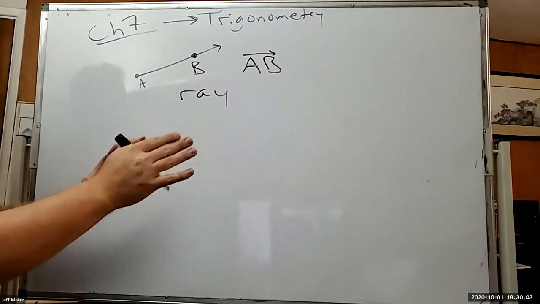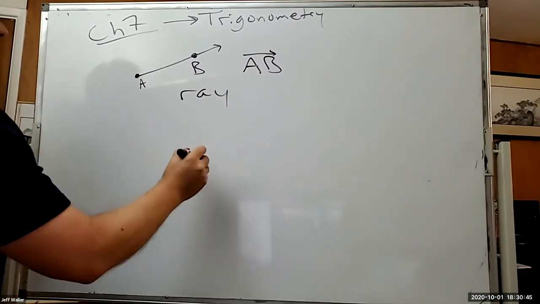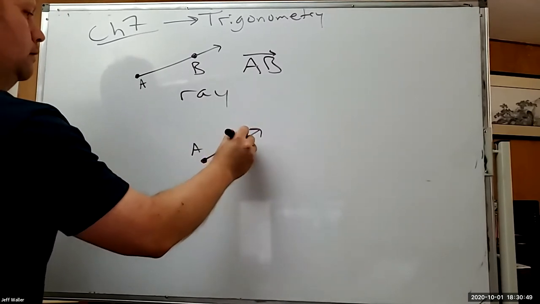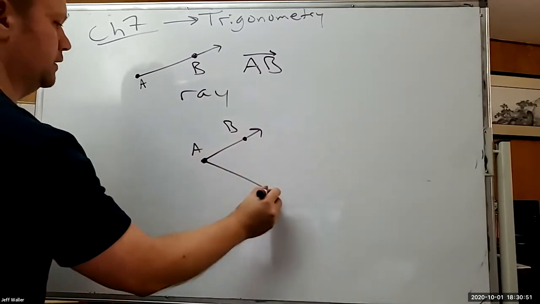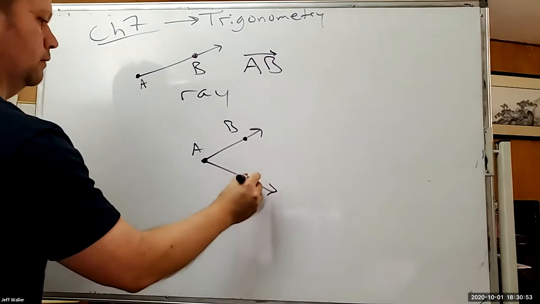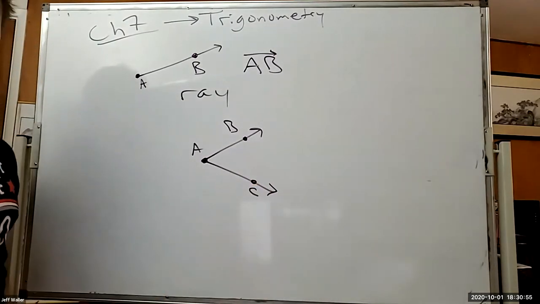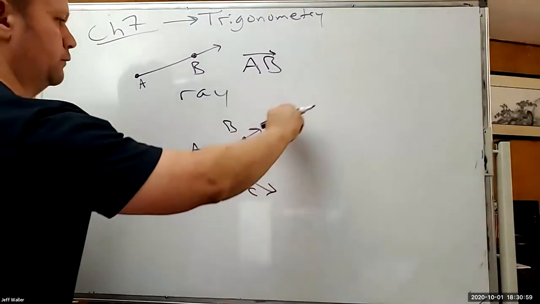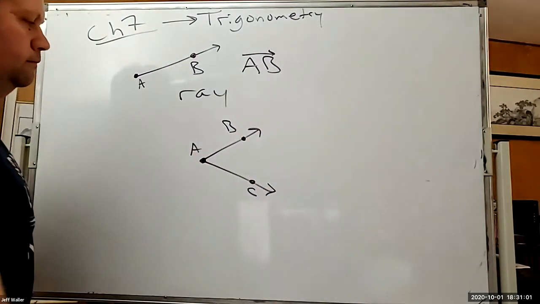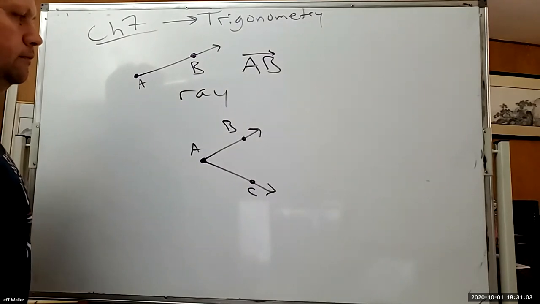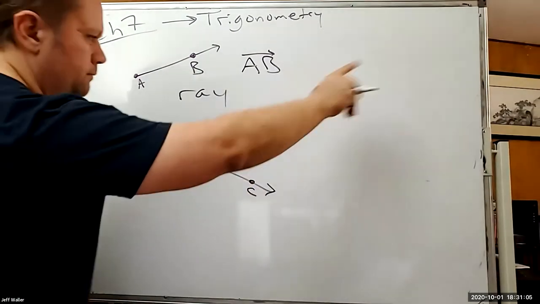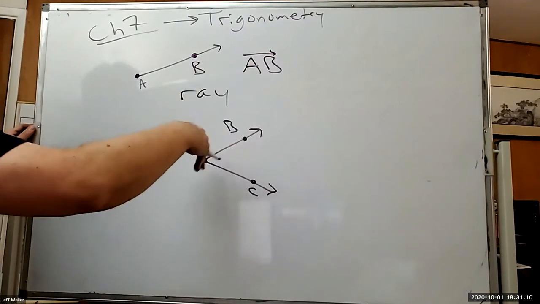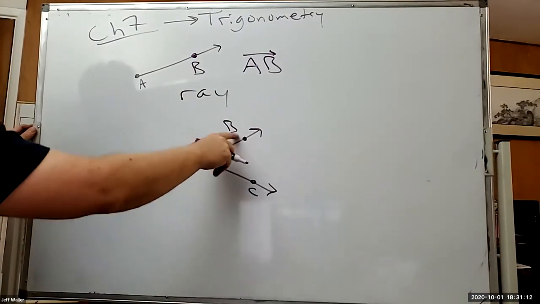So to make an angle, I just put another ray coming off of the same thing. Now, of course, how many points actually live on this ray or that ray? An infinite amount. I need two of them so I can call it a name. So I picked that one and that one.